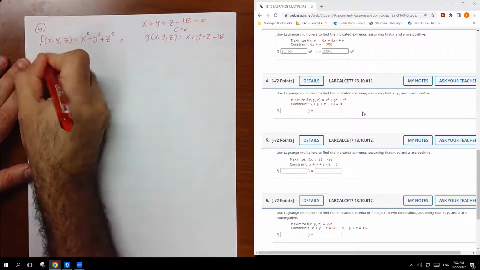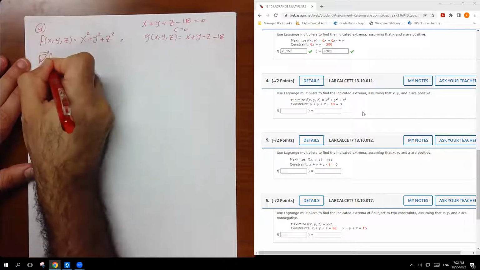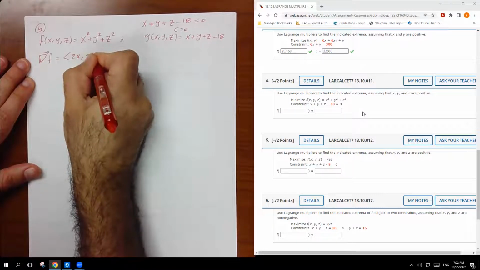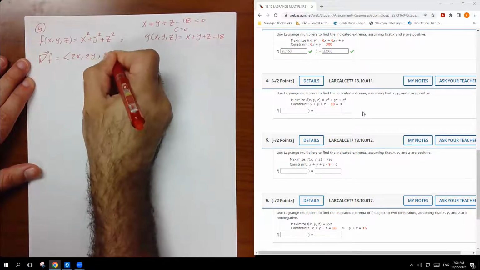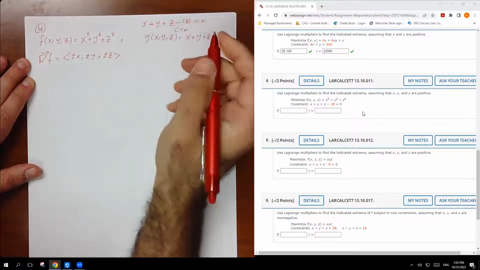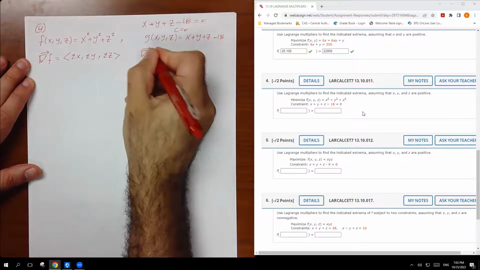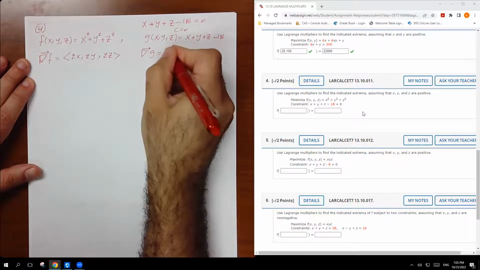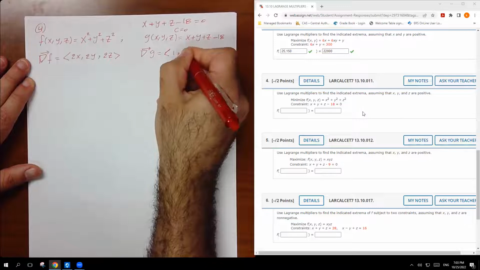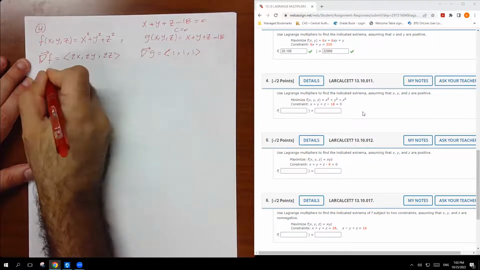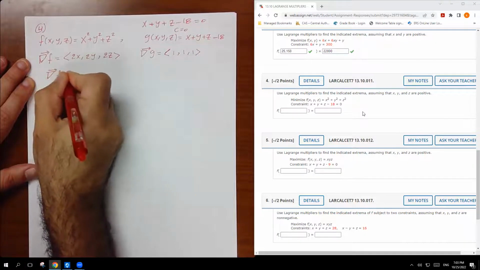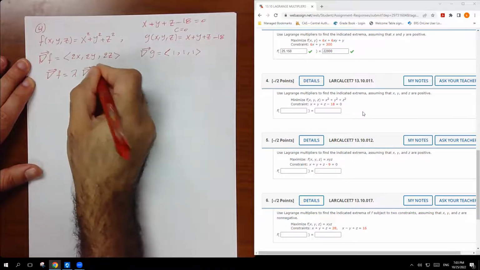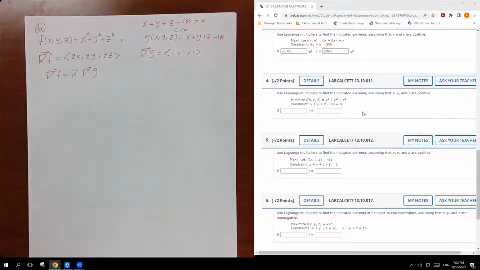So now the gradient for f is going to be, with respect to x, 2x, with respect to y, 2y, and with respect to z, 2z. And the gradient for g is going to be 1 for x, 1 for y, and 1 for z. Now the gradient for f equals lambda times the gradient for g. So let's work on these.